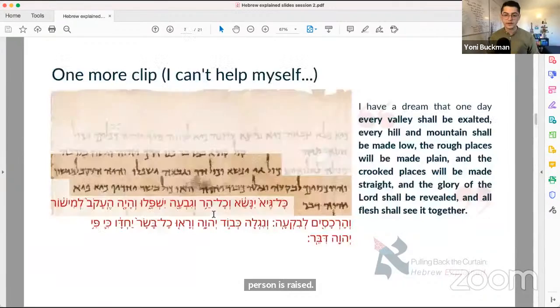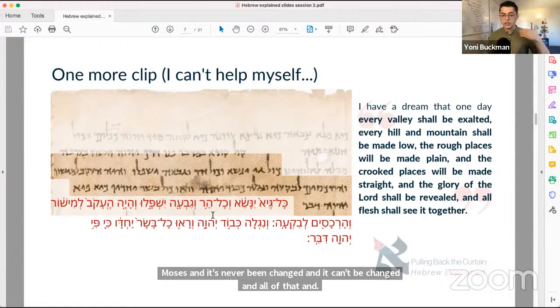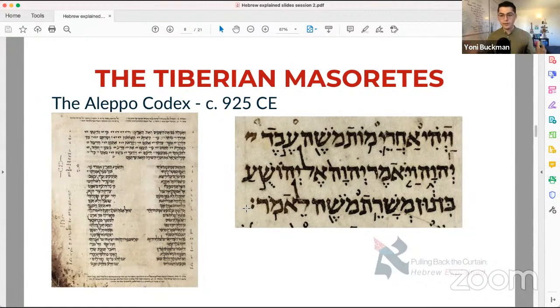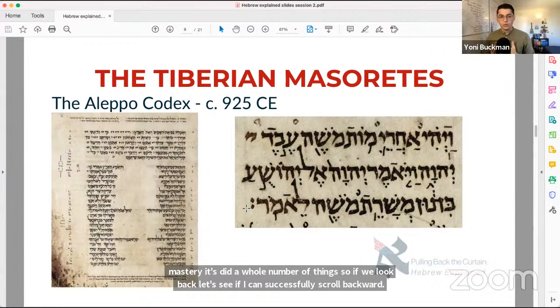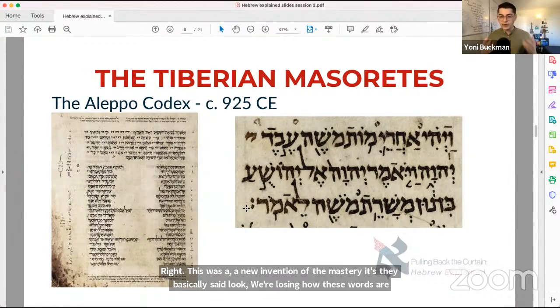So if we look back, let's see if I can successfully scroll backward. Yes. If you look back at older versions of the text, you'll notice there are no dots or dashes, there are no vowels, there are no cantillation marks, there's nothing, right? This was a new invention of the Masoretes. They basically said, look, we're losing how these words are supposed to be pronounced, right? Through persecution and just over the course of history, this is no longer a spoken language. It's just a written one. We're really losing it. So they came up with vocalization marks to help readers pronounce things properly.